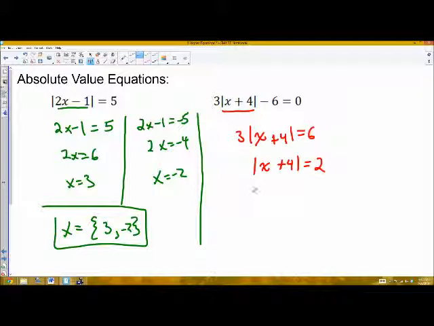And again, I get two solutions. Either that stuff inside of the absolute value is positive 2, or that stuff inside of the absolute value is negative 2. Because when I replace this x plus 4 with negative 2, the absolute value would be positive, and the same for the positive value. So that my two solutions are either negative 2 or negative 6.